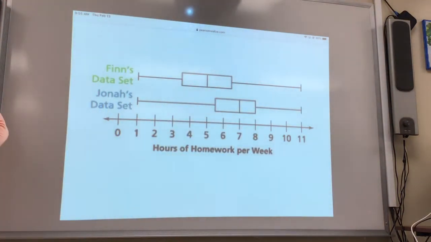What do you notice about the width of the boxes? The actual width of the interquartile range. Are they similar or are they different? Different. Which one has the larger interquartile range? I think Finn's does. Isn't that the larger rectangle? Yes. Okay. But it's still lower. The numbers themselves are lower.